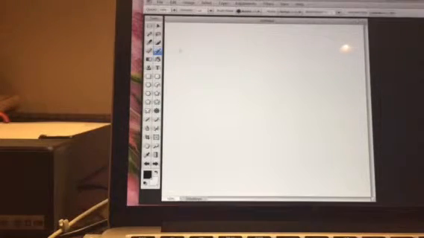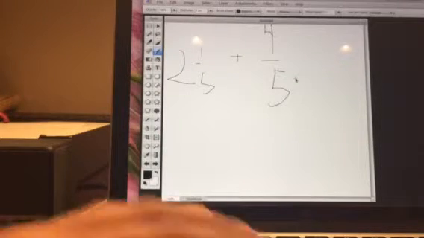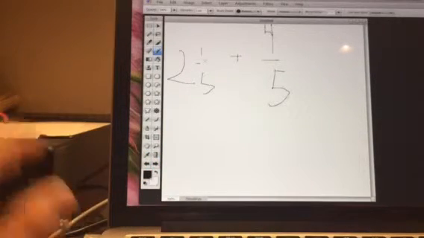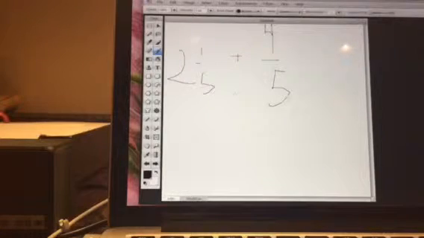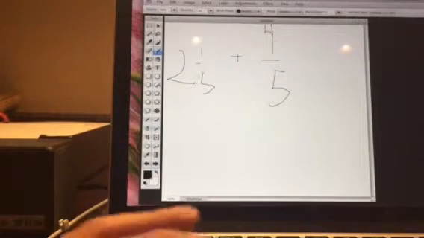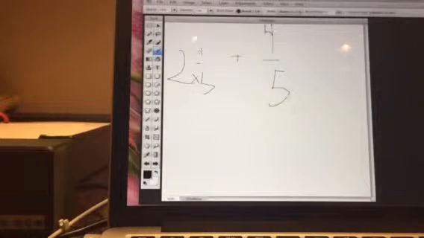So for adding fractions, say we have 2 and 1/5 plus 4 fifths. We are now going to first find an improper fraction for our first number. So we're going to multiply 2 times 5, and we're going to get 10. We add the numerator, so we're going to get 11, and now 2 no longer exists.